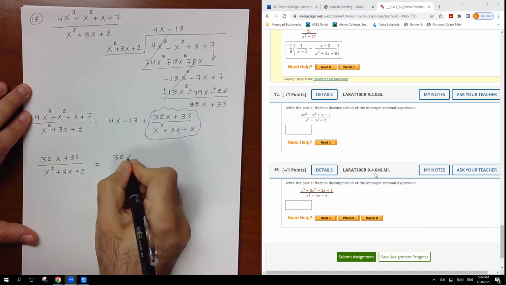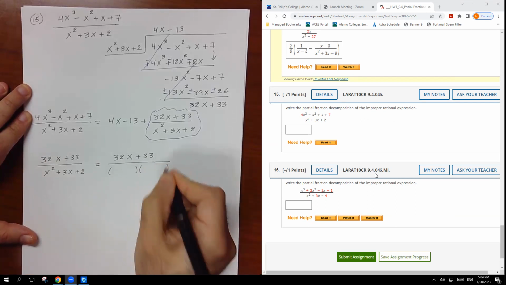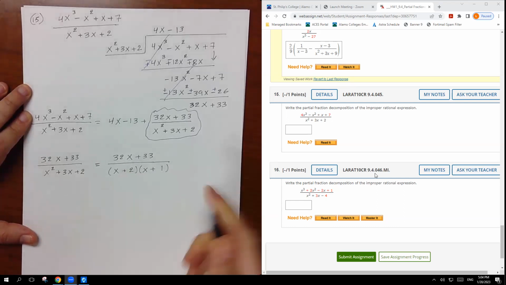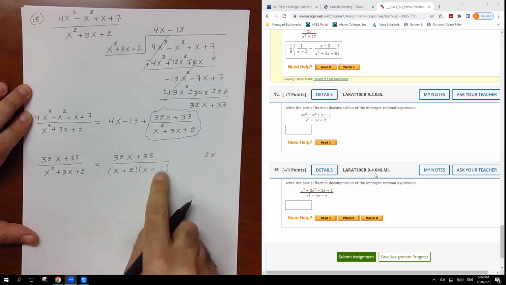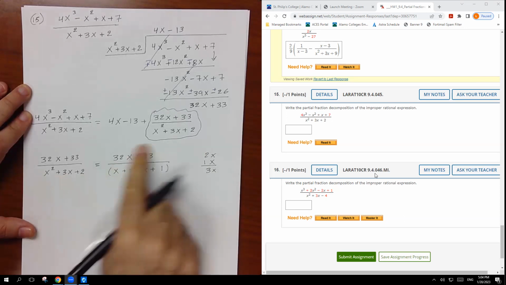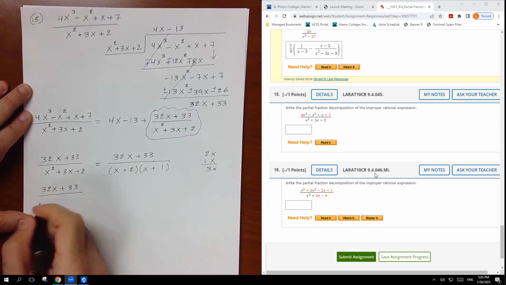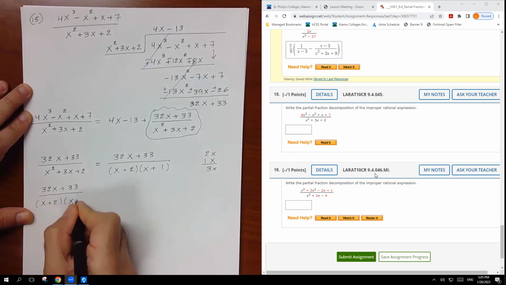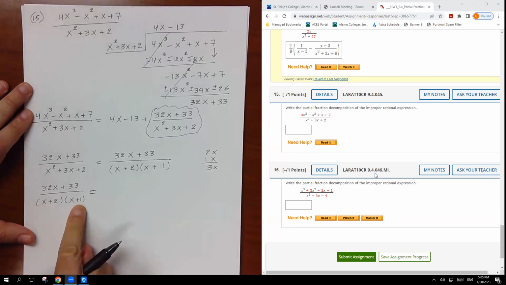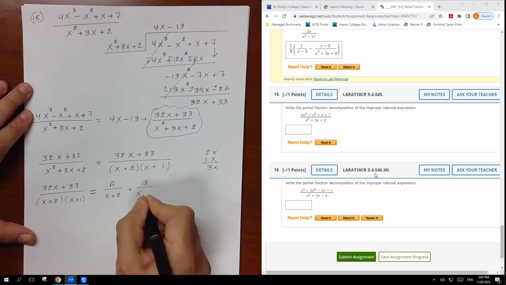So here is 32x plus 33 divided by, we're going to open 2 parentheses, x and x. 2 times 1, so I'm going to put 2 here and 1 here. I'm going to put a plus on the plus, so here is going to be 2x, and this one times this one is going to be 1x. That means it's going to be 3x, which is the middle term. Now I'm going to write down this: 32x plus 33 divided by x plus 2, x plus 1, and that is equal to linear fractions. So we're going to say it's A over x plus 2 plus B over x plus 1.